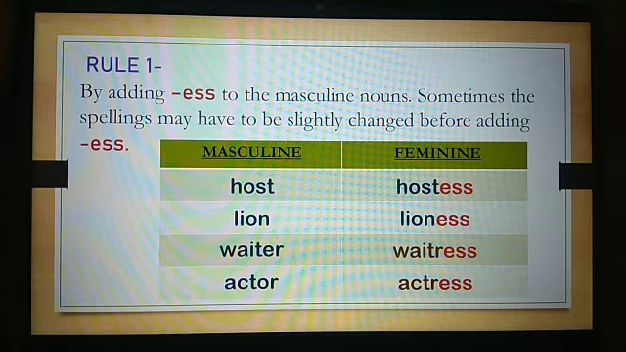Lion, lioness. Waiter, waitress. Now girls, you can see why I have written waiter, waitress, waiter in brown color. This is because in waiter, actor and many other such words, there will be a slight change in the spelling. We can see that we have dropped E from waiter to make it waitress. We have dropped O from actor to make it actress.